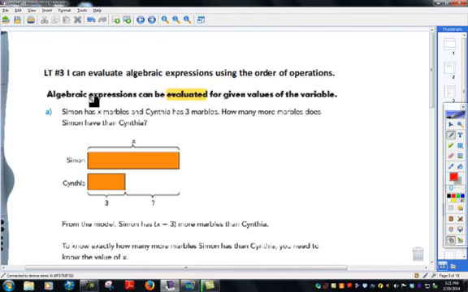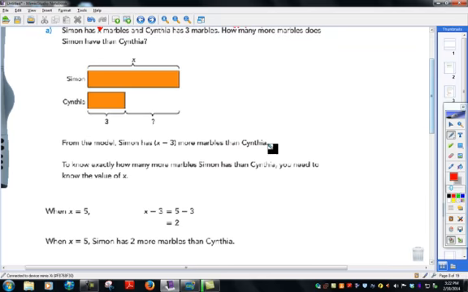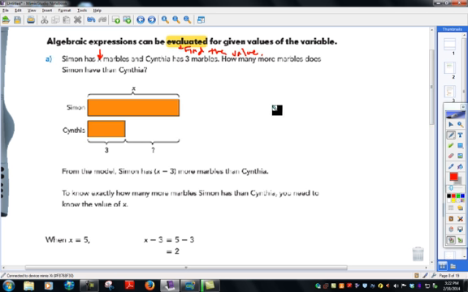Going back to here, you can read, algebraic expressions can be evaluated. Okay, that means you're finding, write this, the value. You're finding the value. So you're going to be given a variable, which is just an unknown number, and then you're going to be saying, what if I plug 3 in? You can see from the model, we can read it here. Simon has X marbles and Cynthia has 3 marbles. How many more marbles does Simon have than Cynthia?